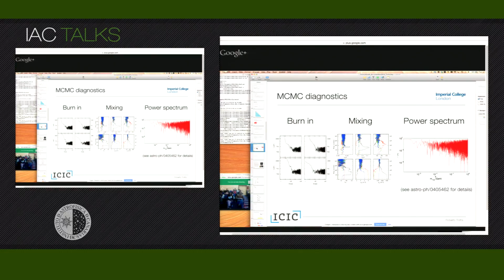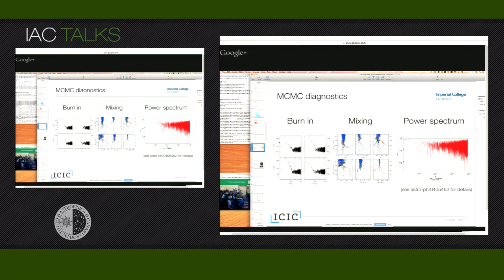Just in very short summary, burn-in is the period at the beginning of your MCMC where the chain is not yet sampling from the target distribution, still trying to look for the highest region of the posterior. And so you want to discard this initial period because that's not sampling from the target distribution yet. This is fairly easy to do.